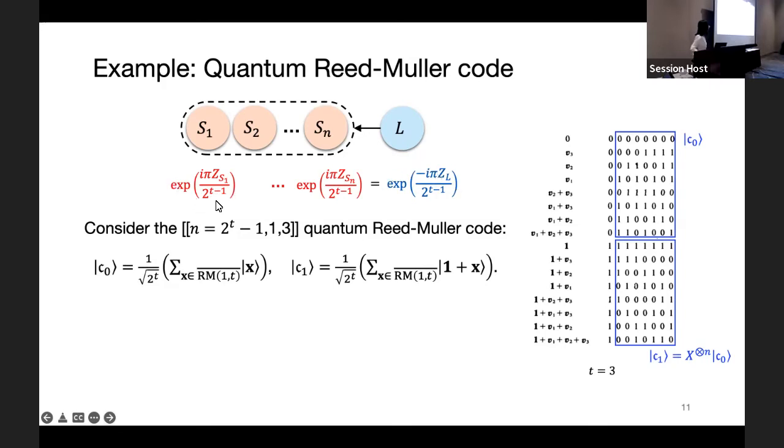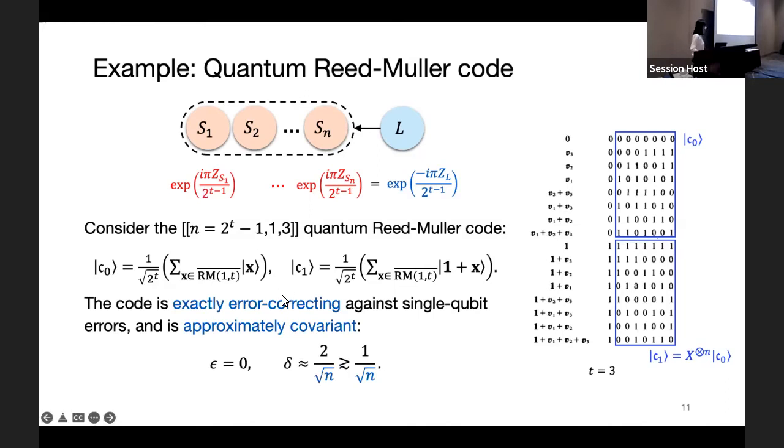And we can see here when t is very large, as in our previous situation, the code is going to be approximately covariant. In that case, one can calculate the value of delta, which is going to be 2 over the square root of n. And it matches the scaling of our lower bound, which is 1 over the square root of n. There's only a constant factor difference from the lower bound.